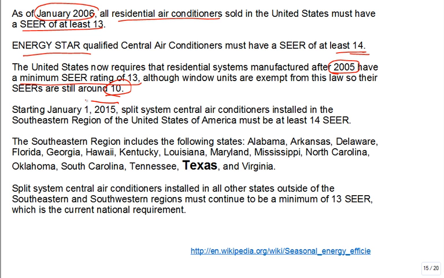Now, look at this. Starting January 1st, 2015. Hey, that's not too long ago. All right? That's just a couple weeks ago. Split system central air conditioners installed in the southeast region of the United States. Okay, here's the definition of the southeast region: Alabama, Arkansas, Delaware, Florida, Georgia, Hawaii, Kentucky. Hawaii is in the southeast. All right, Louisiana, Maryland, Mississippi, North Carolina. And guess what? We are in the southeast region of the United States.